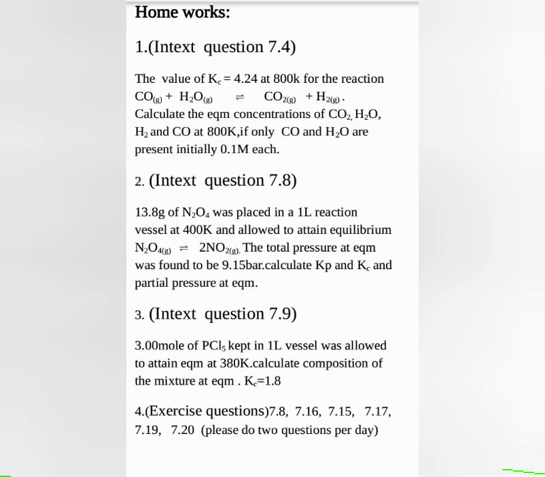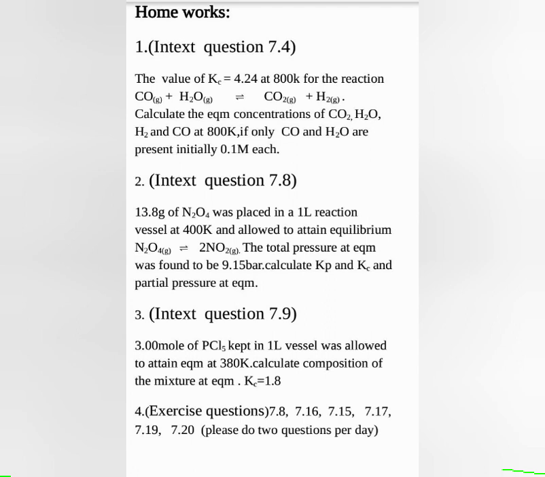So today I am giving more homework for you, the homework given in the slide. In-text question 7.4: the value of Kc at 800 Kelvin for the reaction is given. Calculate the equilibrium concentration of CO2, H2O and carbon monoxide at 800 Kelvin if only carbon monoxide and H2O are present initially at 0.1 molar each.